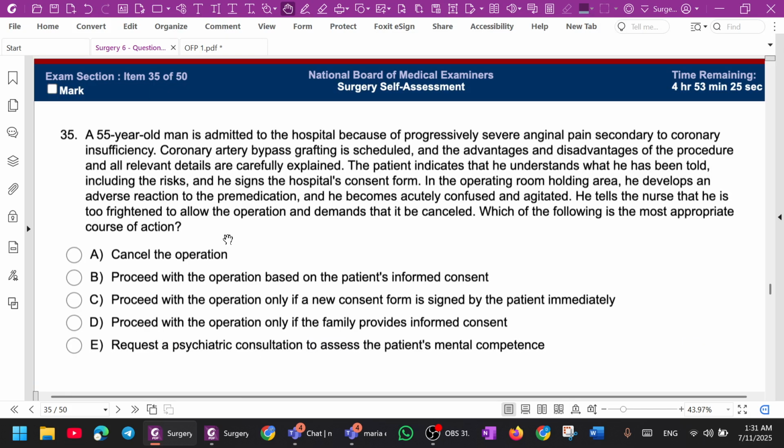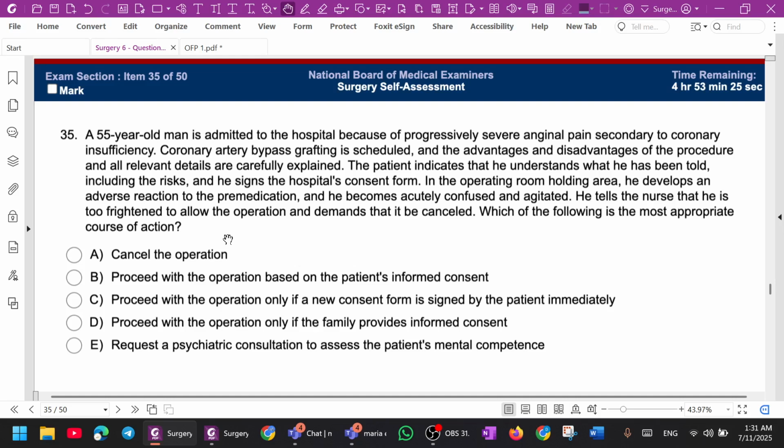A 55-year-old man is admitted to the hospital because of progressively severe anginal pain secondary to coronary insufficiency. Coronary bypass is scheduled, and the advantages and the disadvantages of the procedure and other relevant details are carefully explained.